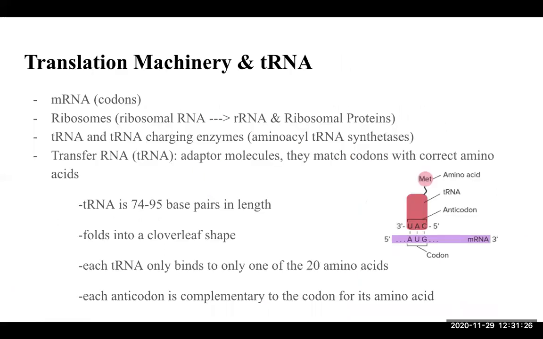Next we're talking about translation machinery and tRNA. mRNA is made up of codons. Then there are ribosomes, which are composed of ribosomal RNA and ribosomal proteins. Then there are the tRNA and the tRNA charging enzymes, also known as aminoacyl tRNA synthetases. The transfer RNA are also known as adapter molecules, and they match codons with the correct amino acids. A tRNA is usually about 74-95 nucleotides in length, and it folds into a cloverleaf shape. Each tRNA only binds to one of the amino acids, and each anticodon is complementary to one codon for its certain amino acid.